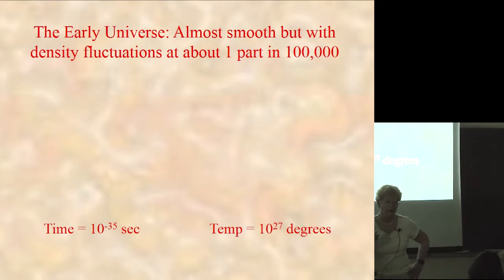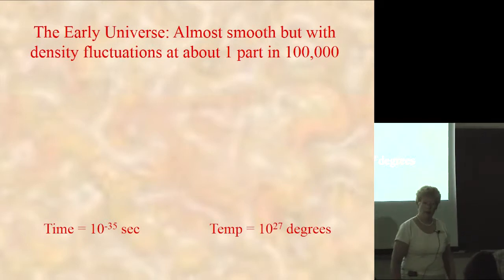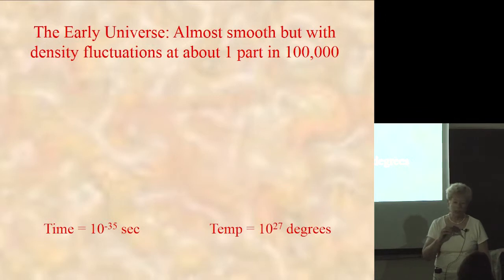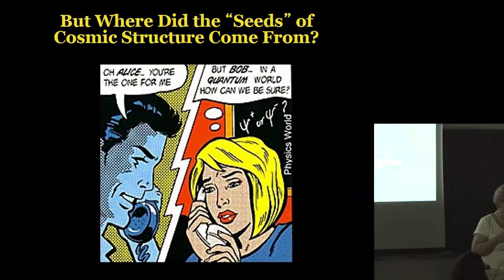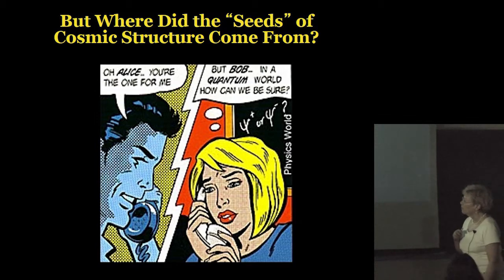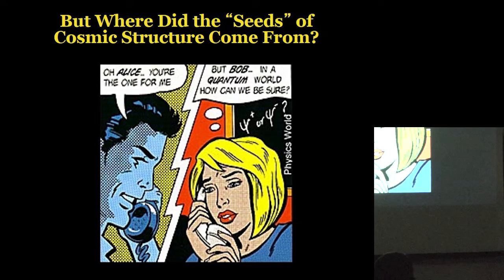But that's not enough. Just making space isn't enough. We have to get those density fluctuations. So let me finally come to the conclusion of my talk. Quantum noise. Quantum uncertainty, the Heisenberg uncertainty principle, is a very, very basic aspect of modern physics. Oh, Alice, you're the one for me, but Bob, in a quantum world, how can I be sure? Why is she saying that? She is reminding us here, and Bob for that matter, that nothing is certain in a world of quantum fluctuations.